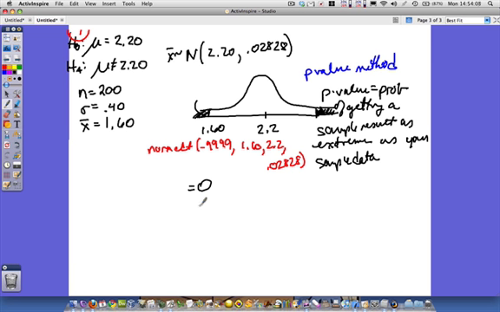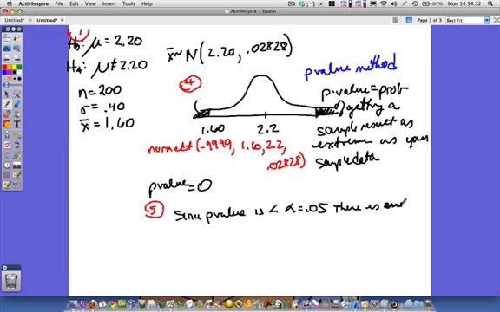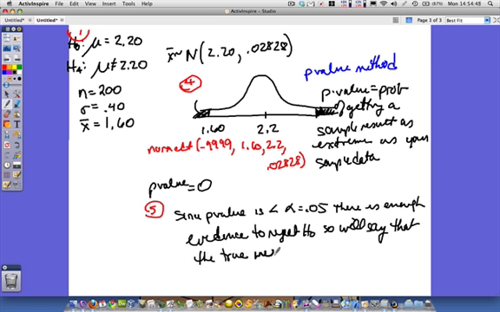In the end, you compare the p-value. So to keep it consistent with what we just did, this is step 4. Step 5 then is our conclusion. Step 4, finding the p-value. Let me write that down here, p-value. And then we say, since the p-value is less than alpha at 0.05, there is enough evidence to reject H0. So we'll say that the true mean of first-year college students is not 2.20. There you go.